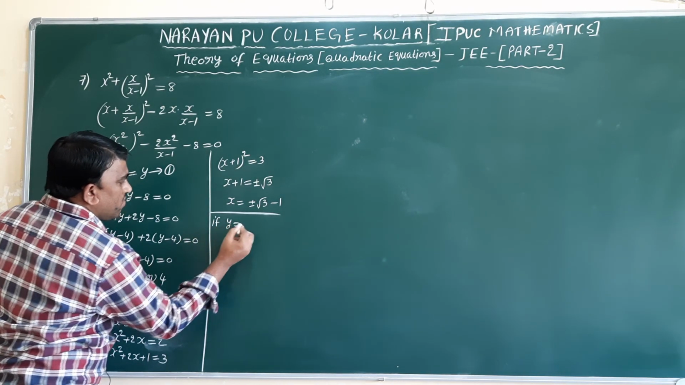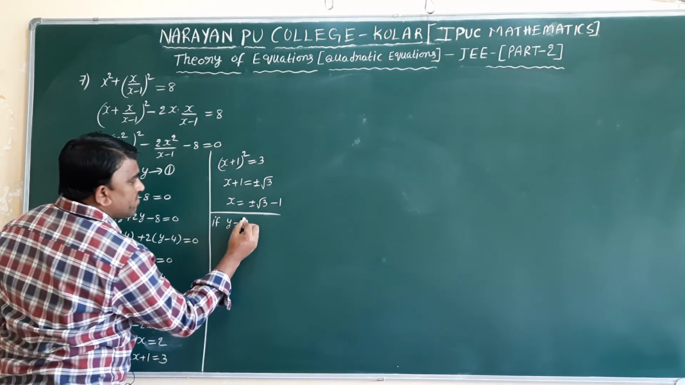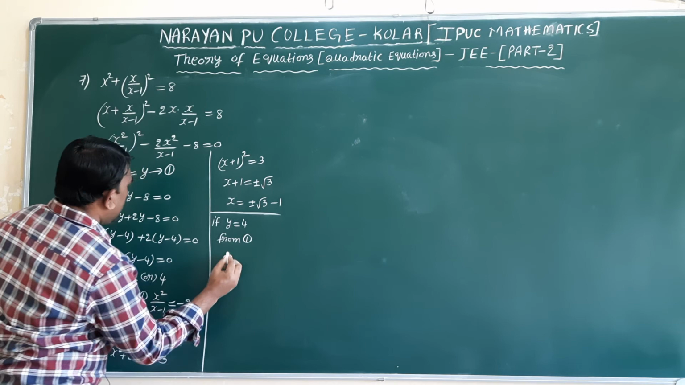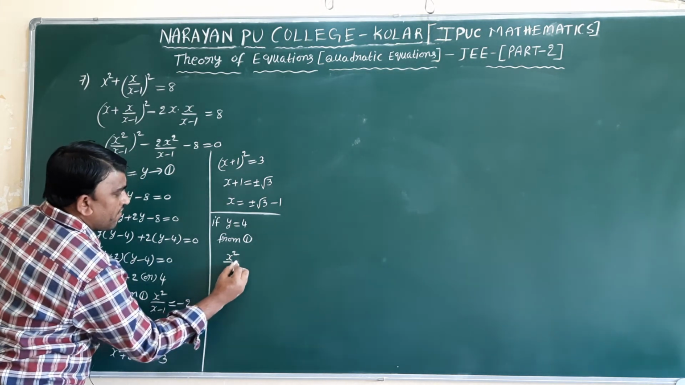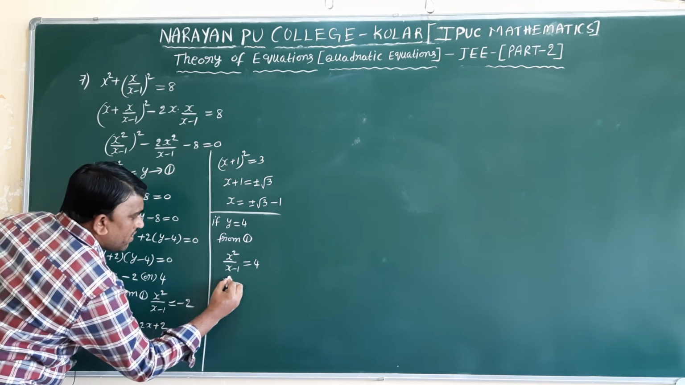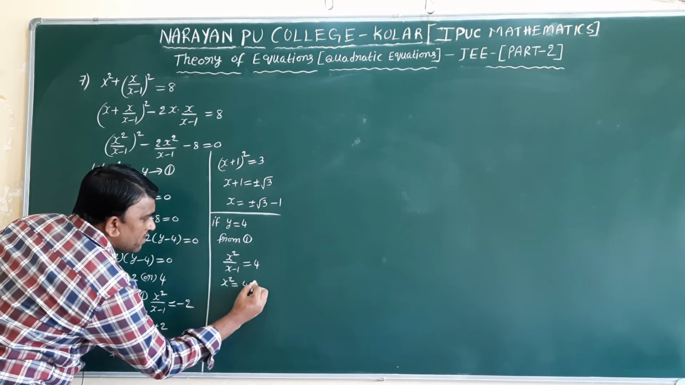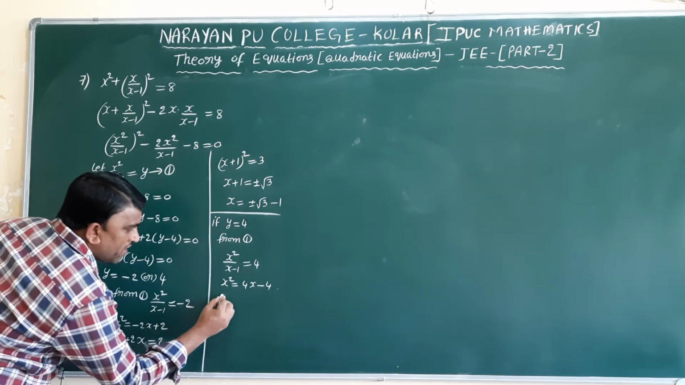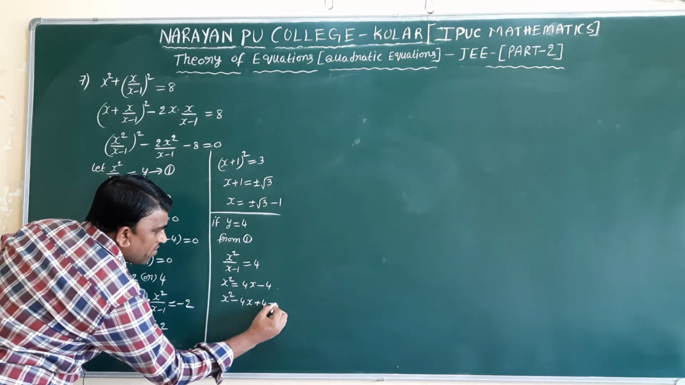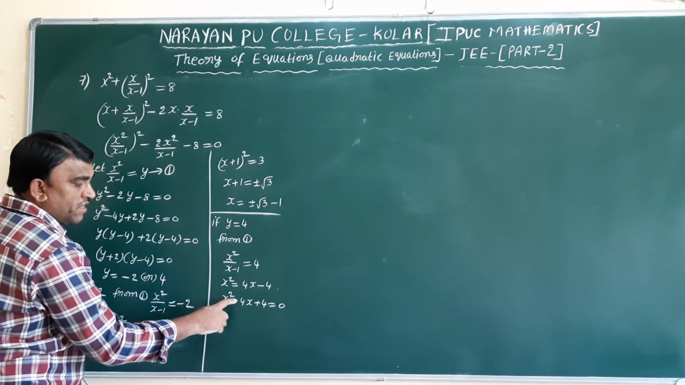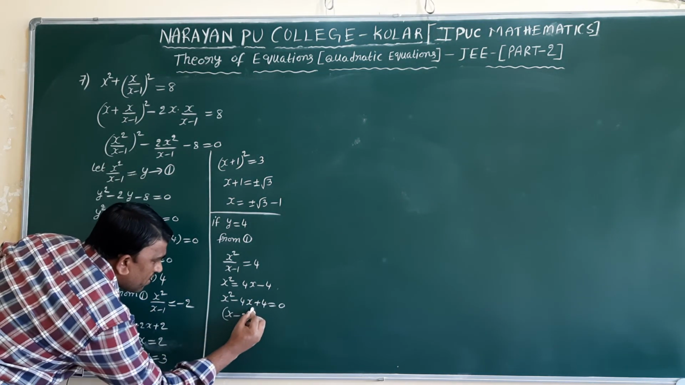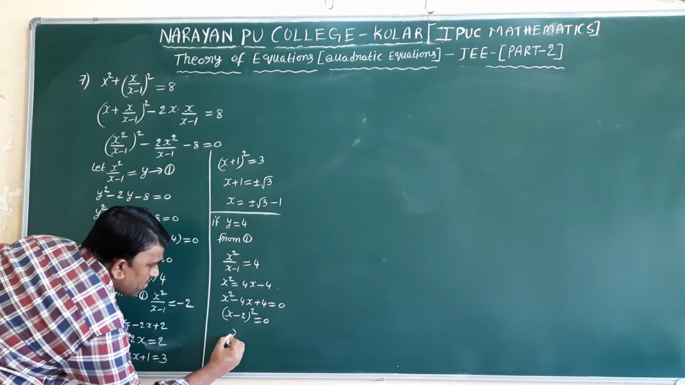y equal to 4 from 1, x square divided by x minus 1 equal to 4. So x square equal to 4x minus 4. These two values send left side. X square minus 4x plus 4 equal to 0. It is like a square minus 2ab plus b square form. X minus 2 whole square equal to 0. Then x minus 2 equal to 0.